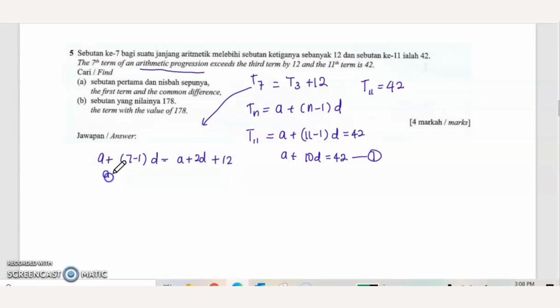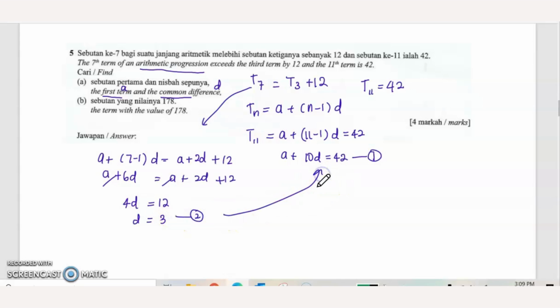So we rearrange this one. Okay, kita susun elok-elok dia untuk dapatkan dua equation. Okay, so bila kita nak selesaikan two unknowns, which is the first term a and the common difference d, jadi awak kena bentukkan two equation. Daripada situ kita akan selesaikan guna simultaneous, either substitution or elimination. Okay, so this one kita boleh cancel a and a. Okay, and then 6d minus 2d, we get 4d here equal to 12, and then we get d equal to 3. Okay, so dapatlah kat sini.